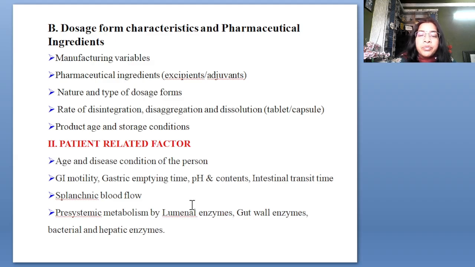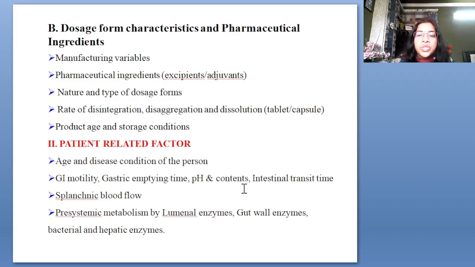For example, if maximum absorption of the drug takes place in the intestine and intestinal transit time is very low, sometimes in case gastric motility increases, then intestinal transit time reduces. At that time, the drug may not get sufficient time to get absorbed through the absorption window. So this may affect the bioavailability and further the therapeutic response of the drug. Then pH and contents of the GIT also affect the drug absorption.